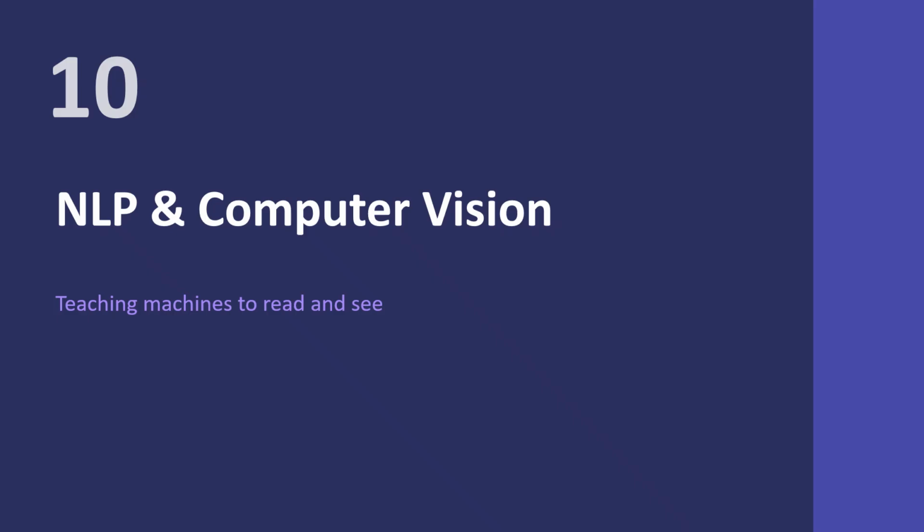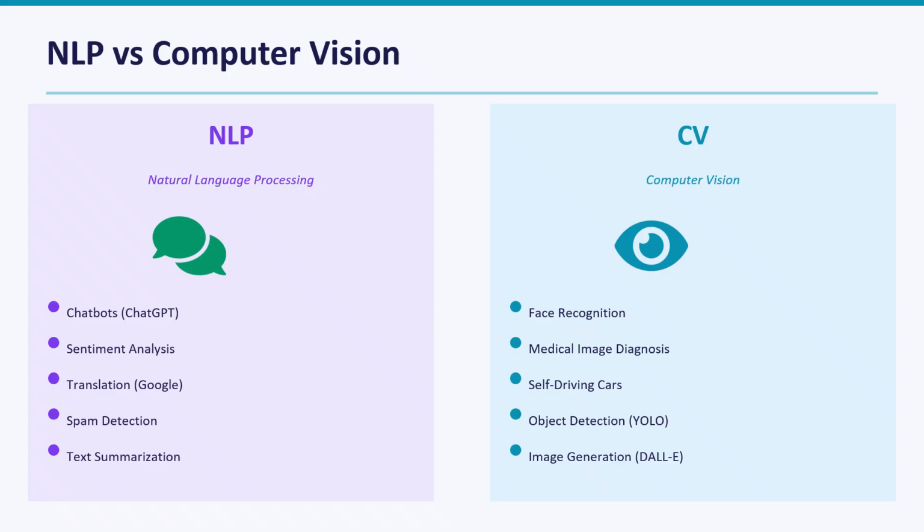Two of the most exciting and widely used branches of deep learning deserve their own section. Section 10, NLP and Computer Vision. NLP, natural language processing, is about teaching machines to understand and generate human language. When you type a question to ChatGPT and get a perfect answer, that's NLP. When Google Translate converts English to Tamil in real time, NLP. When Gmail knows your email is important or promotional, NLP. Sentiment analysis figures out if a product review is positive or negative, again NLP.